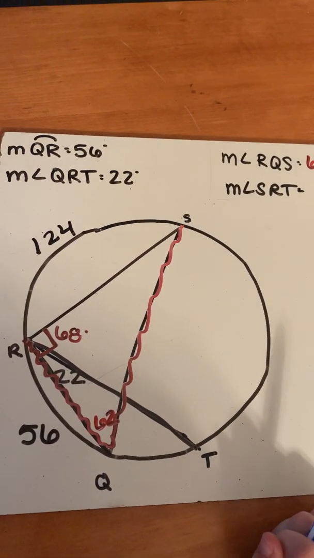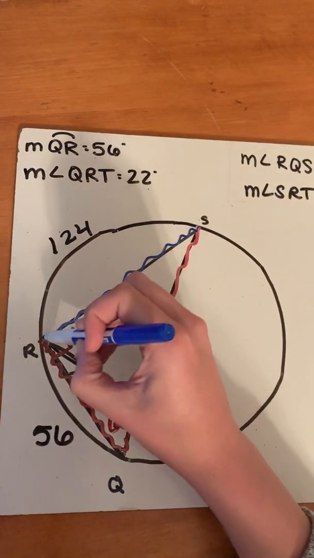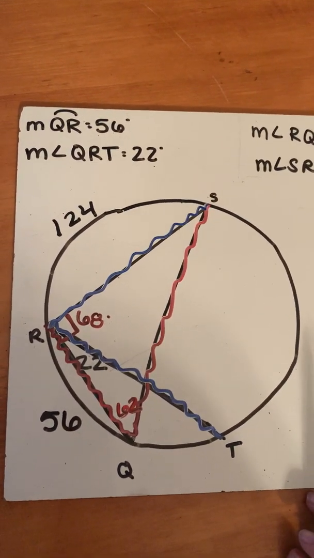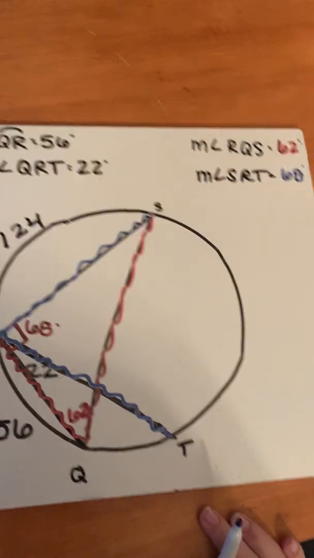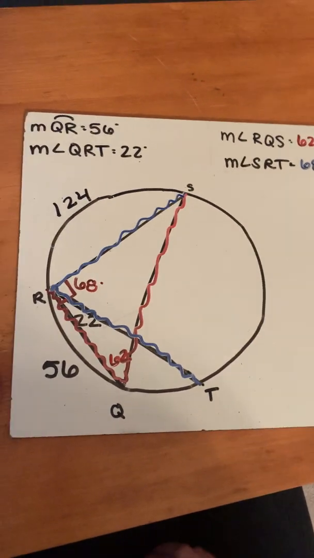Up next, we have SRT, S to R to T. We already found that angle earlier using that 90-degree rule. We already know it's 68 degrees. Awesome. You can use either method. They're both a little bit lengthier, and I totally understand. So if you get stuck, please let me know.